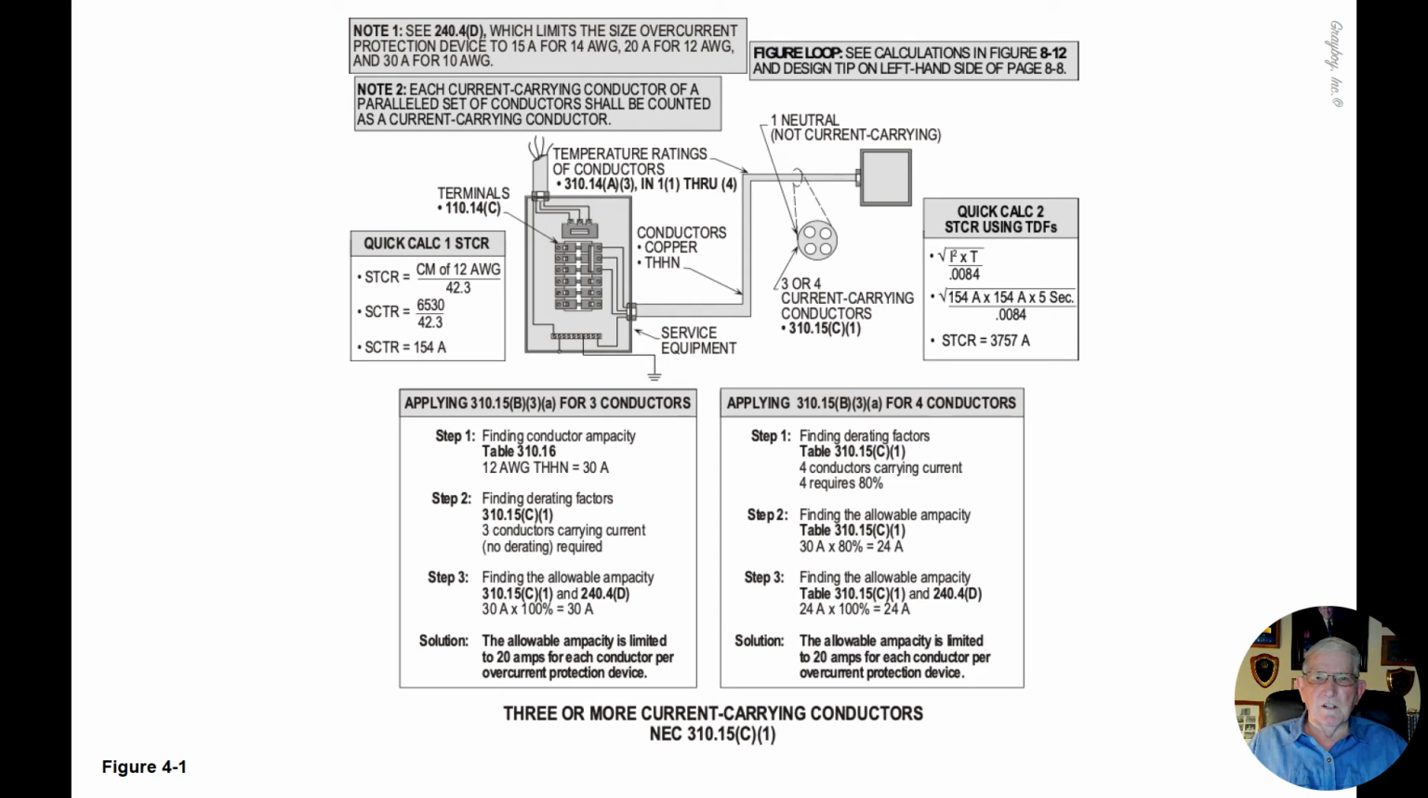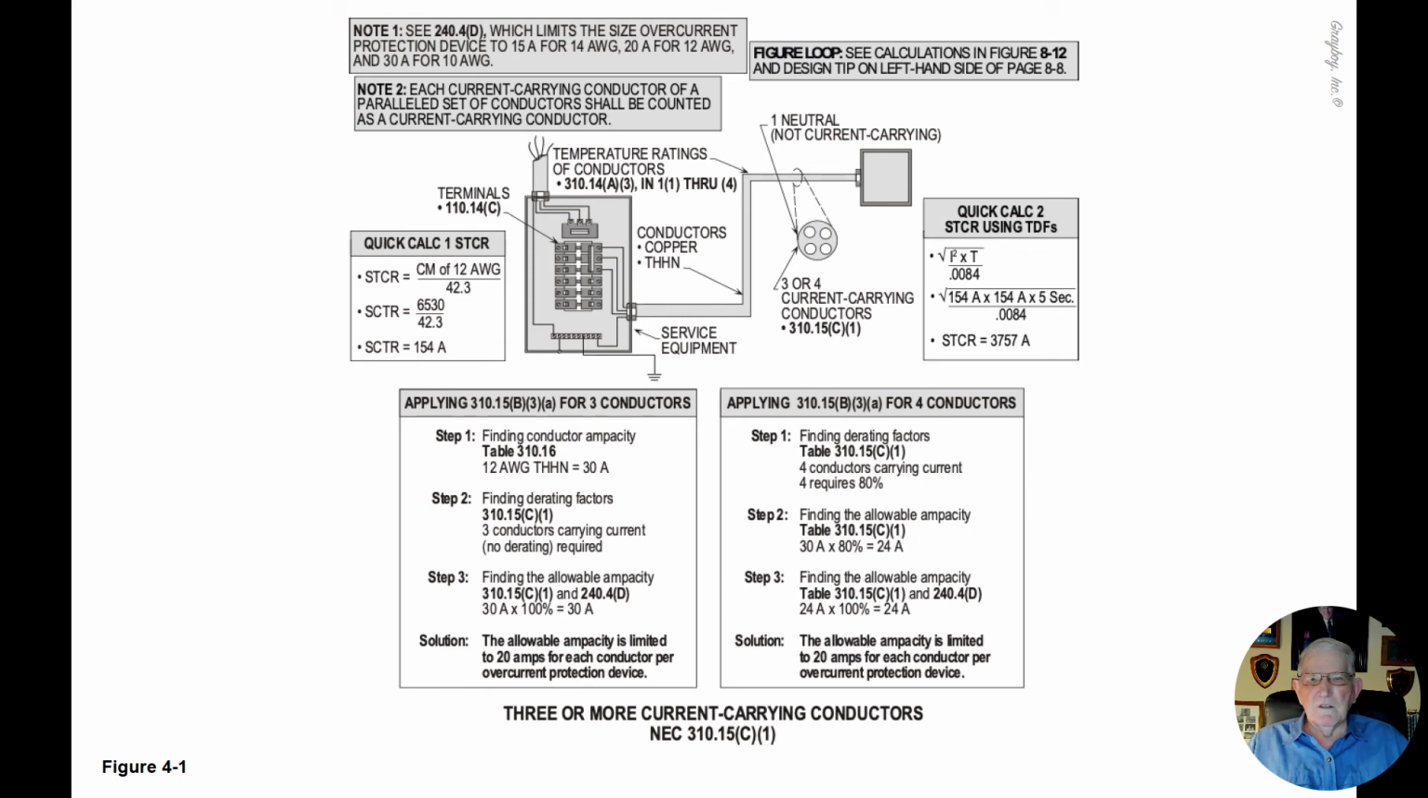240.4(D), which limits the size overcurrent protection device to 15 amps for number 14, 20 amps for number 12, and 30 amps for a number 10 AWG copper conductor. Now note 2 sends a warning. Each current carrying conductor of a parallel set, like L1, L2, or L3, each phase, if they are current carrying, they have to be counted as such if they fall within the rules of Table 310.15(C)(1).